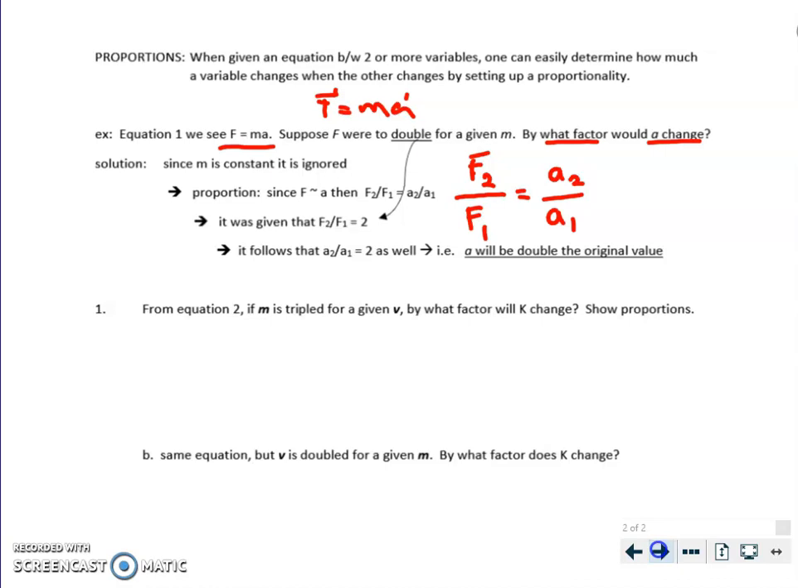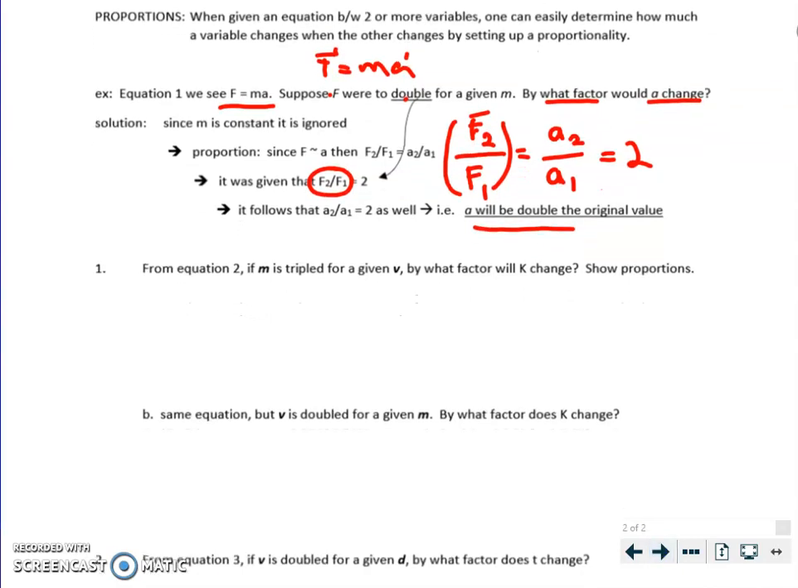It was given that F2 over F1 is 2. It didn't come out and say it, but when we say F was doubled, that implies the new F is equal to double the old F. So it would follow then, if I put in 2 for this whole thing, then my new acceleration over my old acceleration must be 2 as well. In other words, a will double. In any linear relationship, that's always going to be the case. If you triple something, you're going to get the triple of the other, and so on and so forth. So that's the easiest one to deal with.